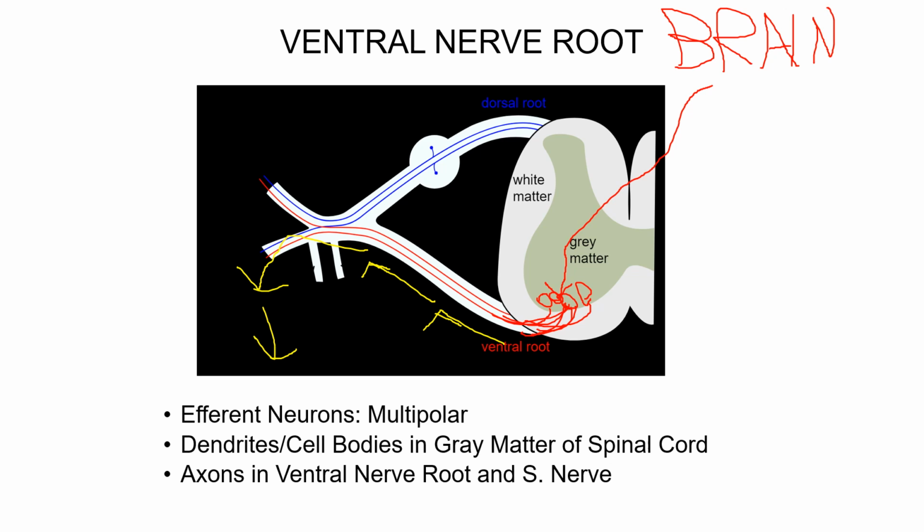So remember, since this is an efferent neuron, these are going to be that very popular multipolar neuron, a lot of dendrites, one axon. And as you can see, the dendrites and the cell bodies are in the gray matter. We called that the ventral horn. And the axons are in the ventral column, and they also come out here to the nerve root. So just a review of everything we've talked about so far.